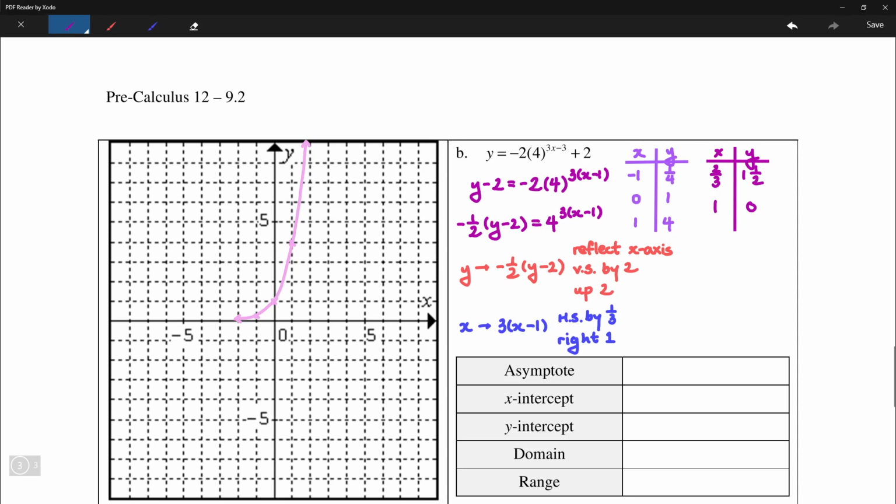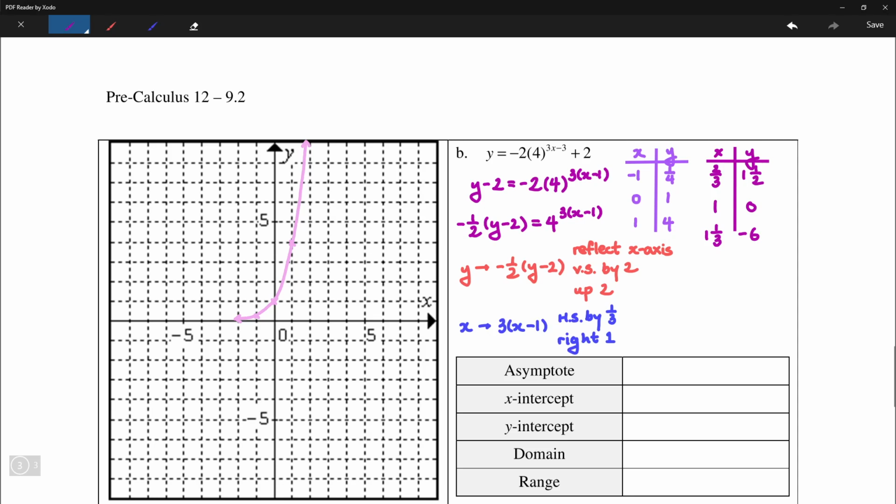And finally, the last point here, 1, 4. The x value of 1, the horizontal stretch of 1/3 makes it 1/3, and then right one space gives us 1 1/3. And then the y value, we start with 4, and then negative 4, and then negative 8 because of the vertical stretch by 2, and then up 2 spaces gives us negative 6. So those are the 3 points we have.